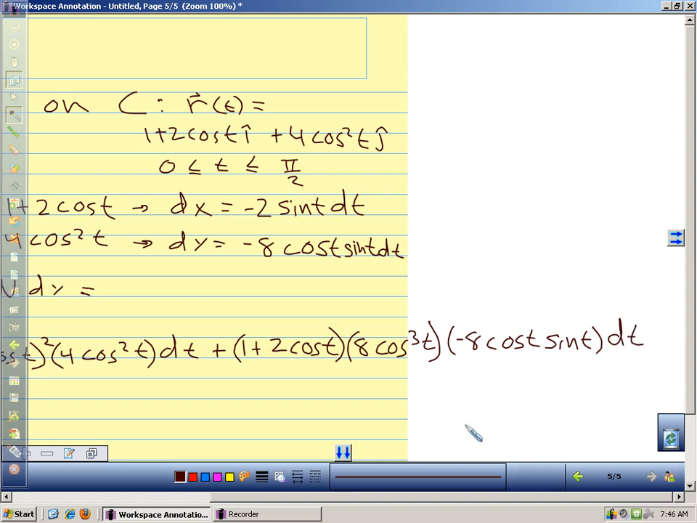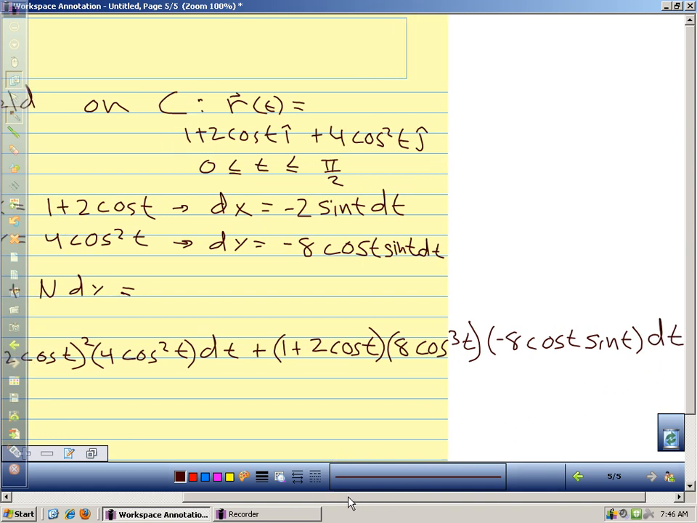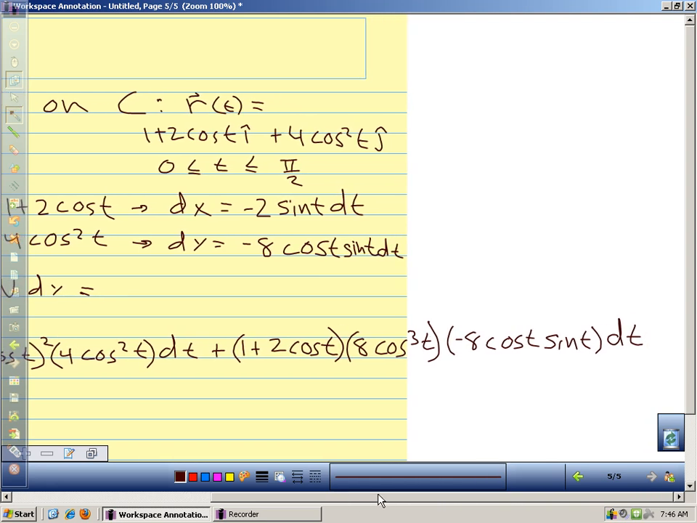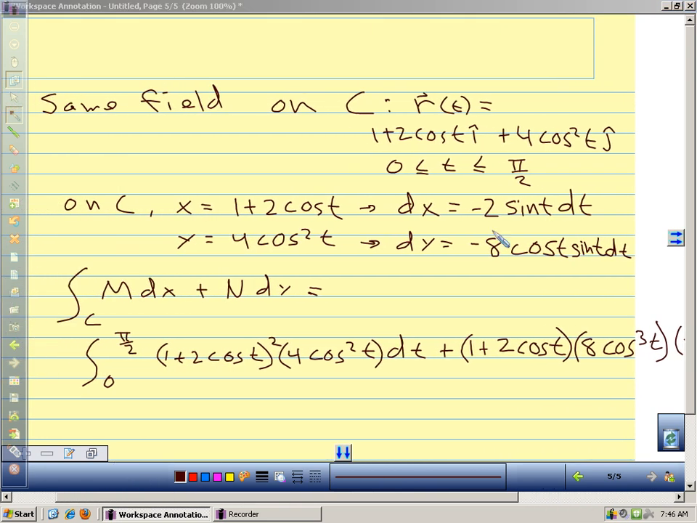So we have a long integral here. But we just have powers of sine and cosine. I'm not going to go through the evaluation. When I evaluate this, I get negative 256 over 5.